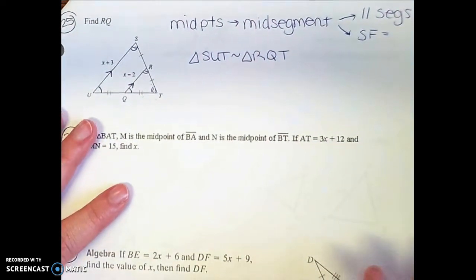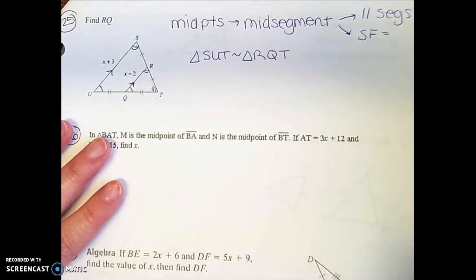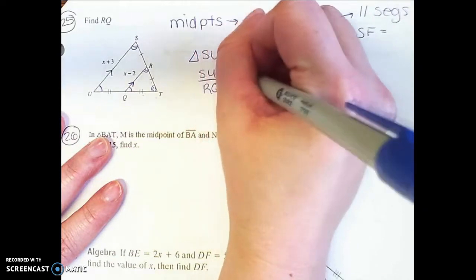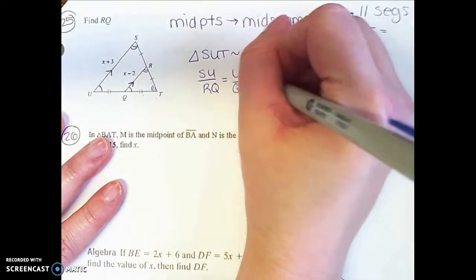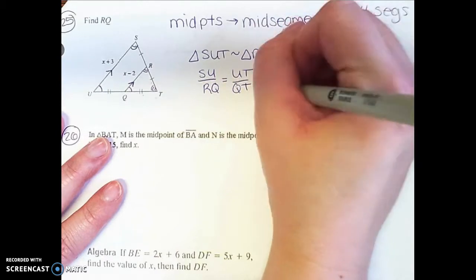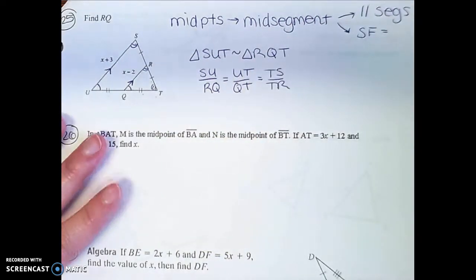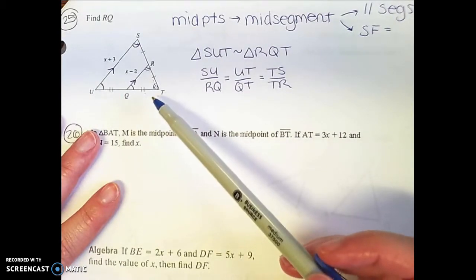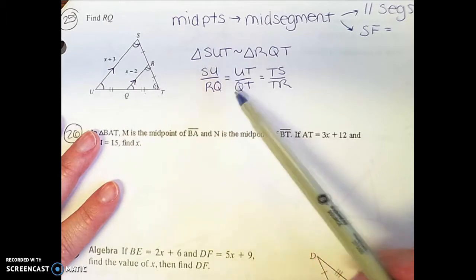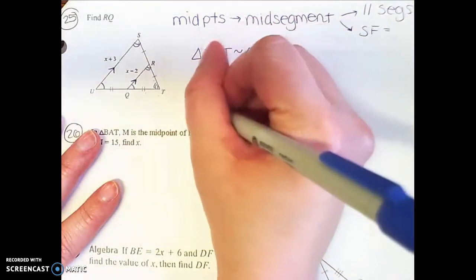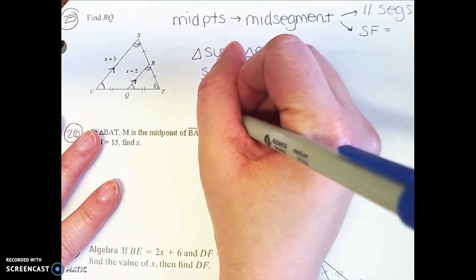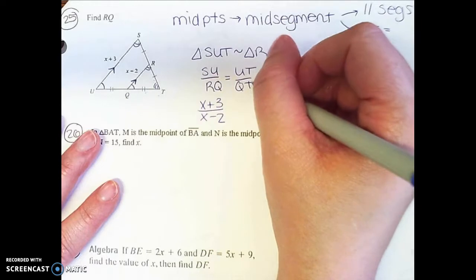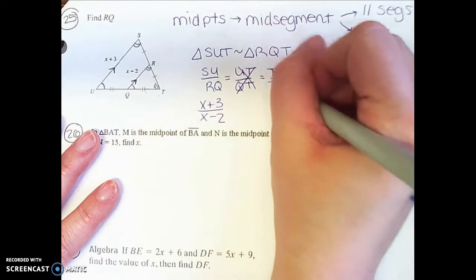And of course, I want to find side lengths, so I'm going to set up my scale factors. SU over RQ, UT over QT, and TS over TR. Once again, I only know information about 2 side lengths, or 1 scale factor: SU and RQ. SU is x plus 3, RQ is x minus 2. I don't know anything about UT and QT, and I don't know anything about TS and TR.